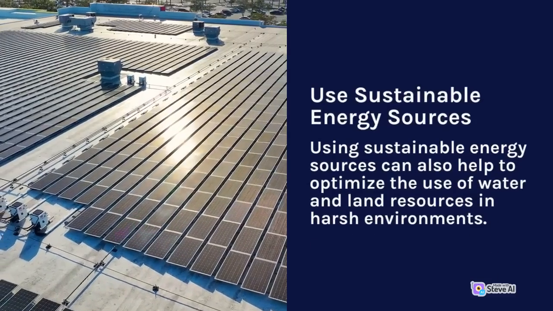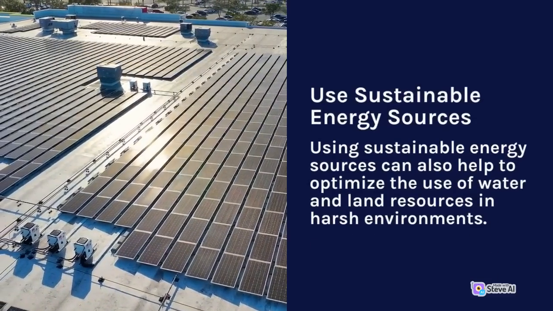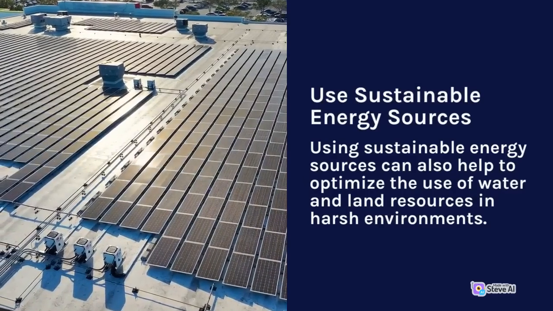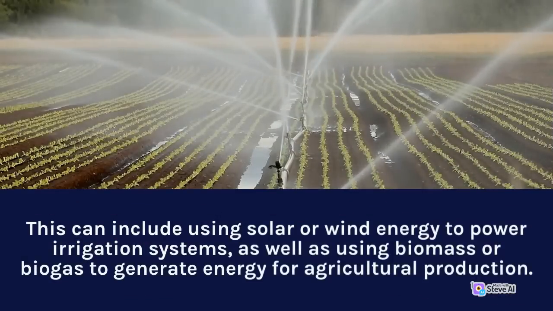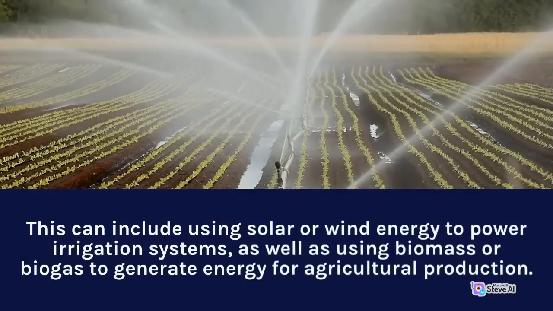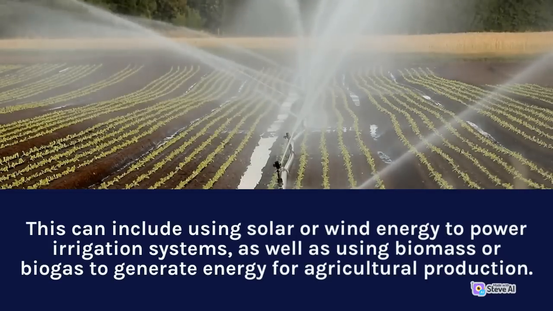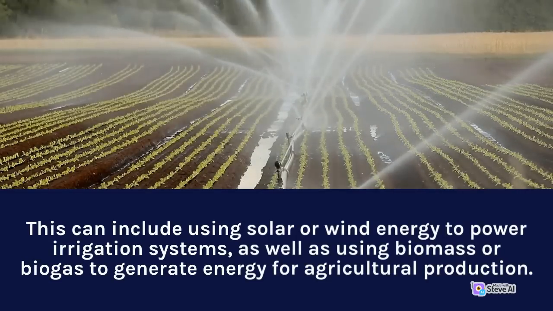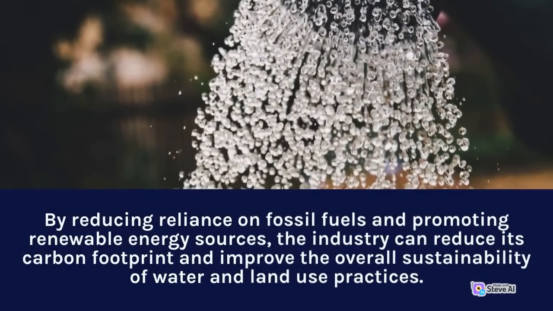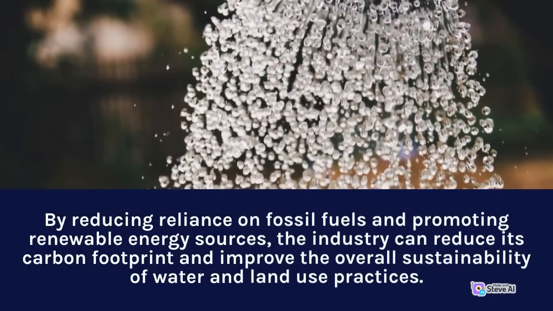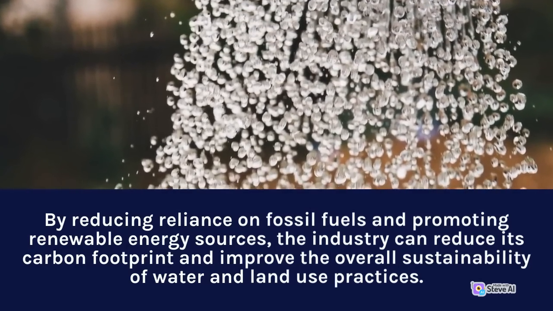Use sustainable energy sources. Using sustainable energy sources can also help to optimize the use of water and land resources in harsh environments. This can include using solar or wind energy to power irrigation systems, as well as using biomass or biogas to generate energy for agricultural production. By reducing reliance on fossil fuels and promoting renewable energy sources, the industry can reduce its carbon footprint and improve the overall sustainability of water and land use practices.